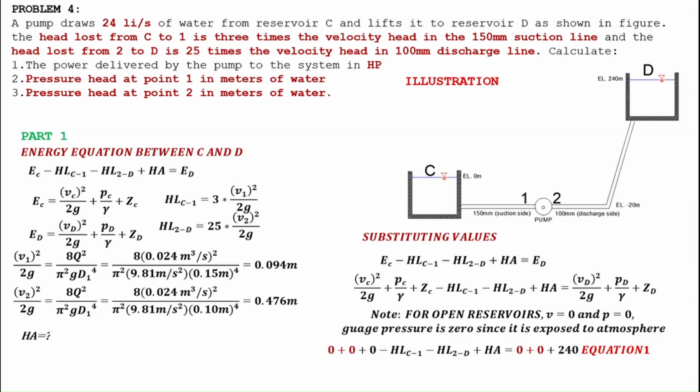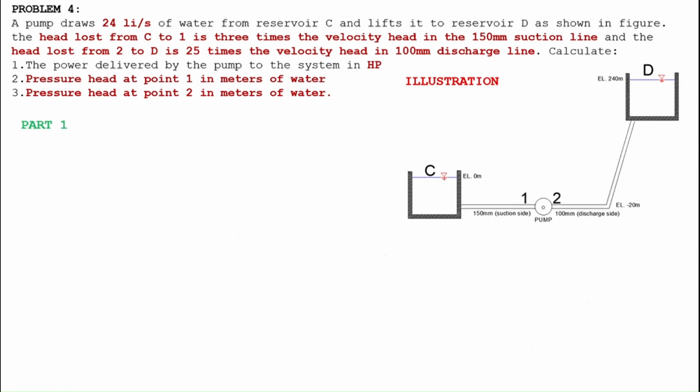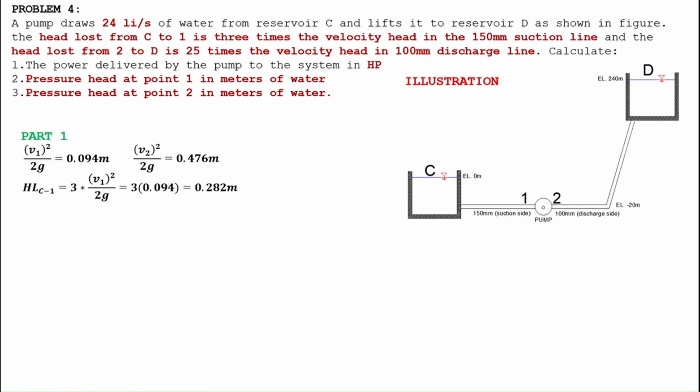We already solved the velocity head 1 and velocity head 2. To continue with our energy equation, we will solve for the head losses between C to 1 and 2 to D. Head loss from C to 1 is equal to thrice the velocity head 1 or 3 times 0.094 meters equal to 0.282 meters. Head loss from 2 to D is equal to 25 times the velocity head 2 or 25 times 0.476 meters equal to 11.90 meters.